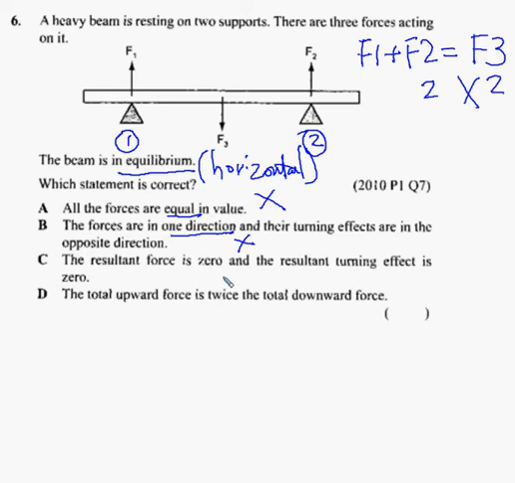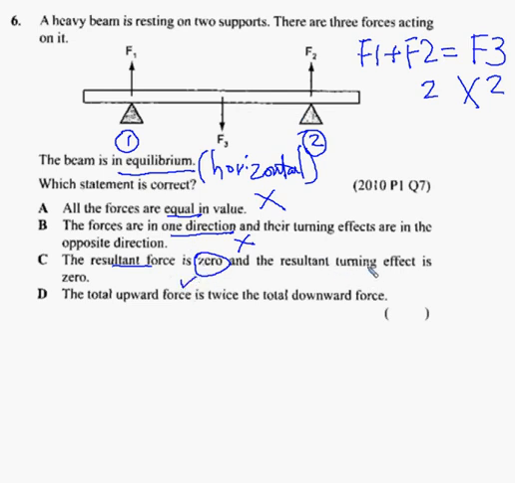Okay, then we move on to option C. The resultant force is 0 and the resultant turning effect is 0. This is one of the possible answers, because resultant force is talking about objects that are stationary or even moving at constant speed. In this case, because the beam is stationary and not moving, this is a possibility.